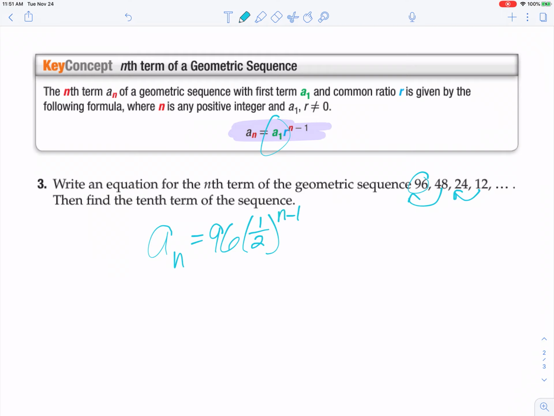And then n minus 1. Ladies and gentlemen, you can't simplify anything. That is the equation. The equation is done. Once you find the common ratio, plug it in, done.